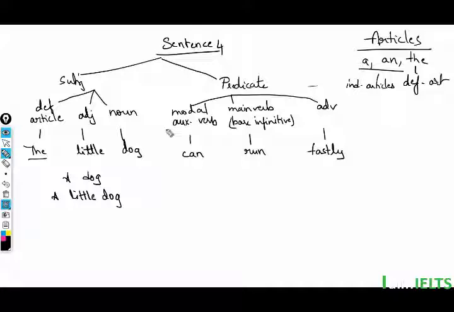Next here, modal auxiliary verb. Now modal auxiliary verb is not the main verb. Of course, in some instances it can actually act as a main verb, but otherwise a modal auxiliary verb is more like a helping verb. Apart from the main verb, we even have this as a helping verb.